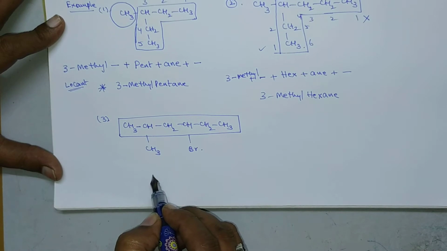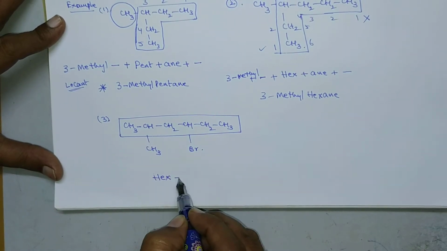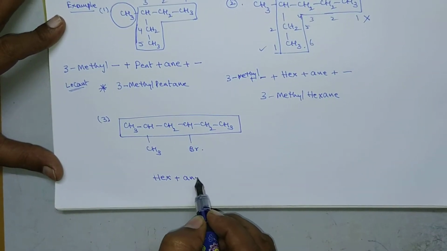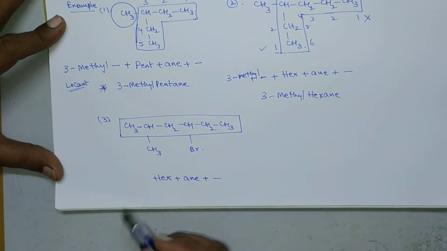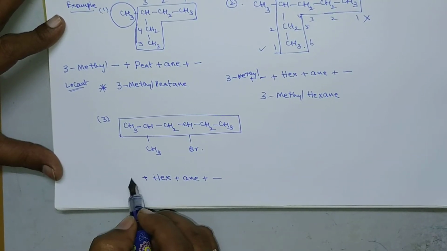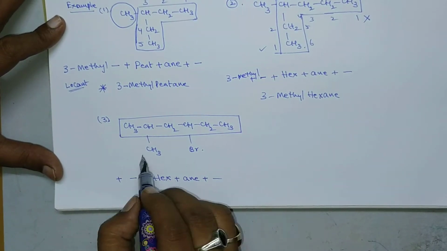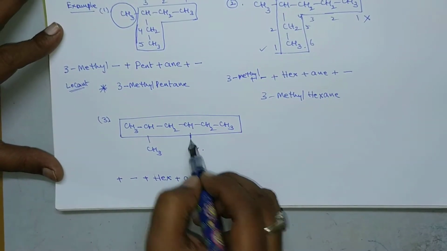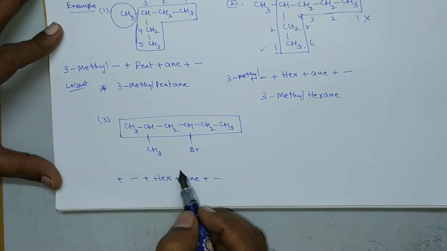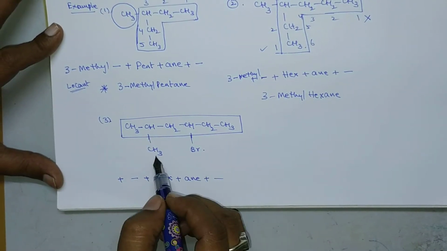So we have to write hex here, hex, plus all are single bonds. So we have to write ane, plus there is no functional group, and before that we have to write whether it is cyclic or not. So this is not cyclic, and before that we have to write substitutions. So what are the substitutions here? Bromine and methyl group are there, Br and CH3 are there.